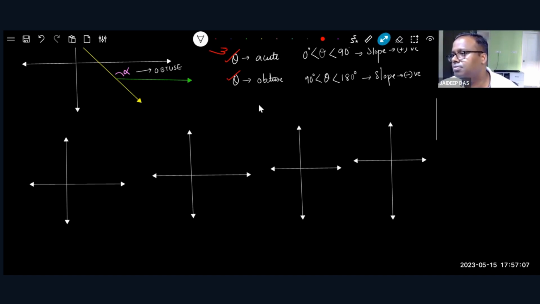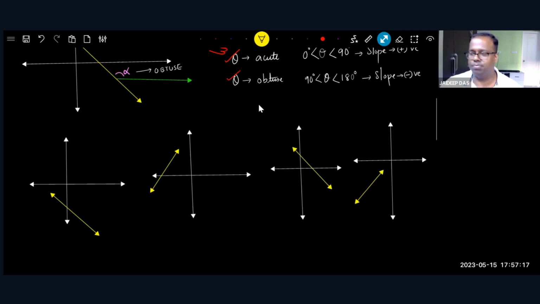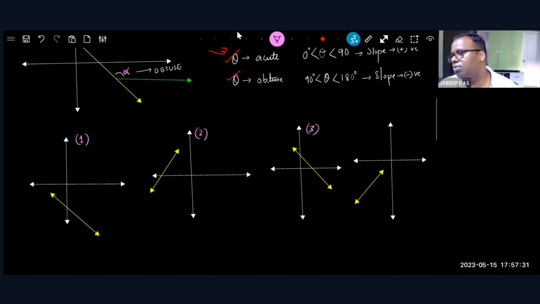Okay. I made a line like this. I made a line like this. I made a line like this. I made a line like this. Okay. And let's name the figures. Figure number 1, 2, 3, 4. Chalo, let's start. Figure number 1.